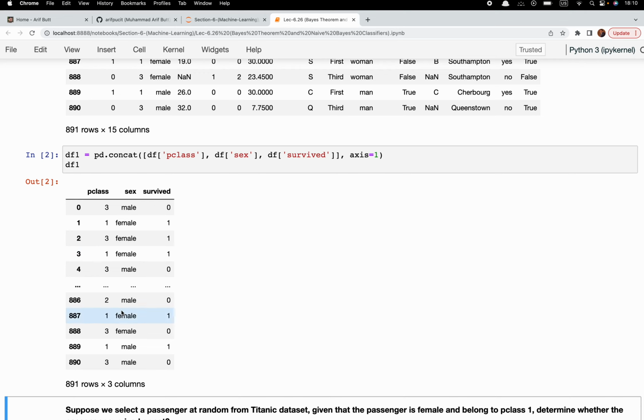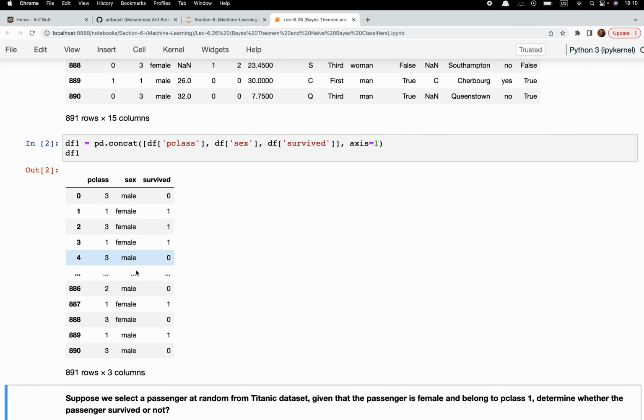So this is our toy data set. We need to use a naive Bayes classifier so that you give me the P class and sex of a passenger, and I will predict whether the specific passenger will survive or not.